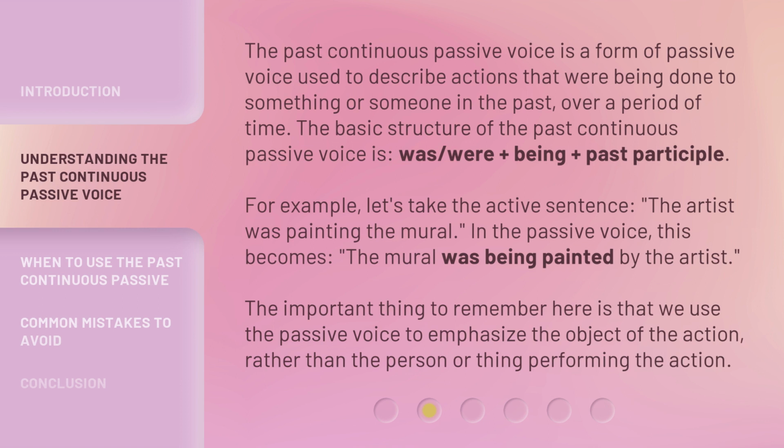For example, let's take the active sentence: The artist was painting the mural. In the passive voice, this becomes: The mural was being painted by the artist. The important thing to remember here is that we use the passive voice to emphasize the object of the action, rather than the person or thing performing the action.